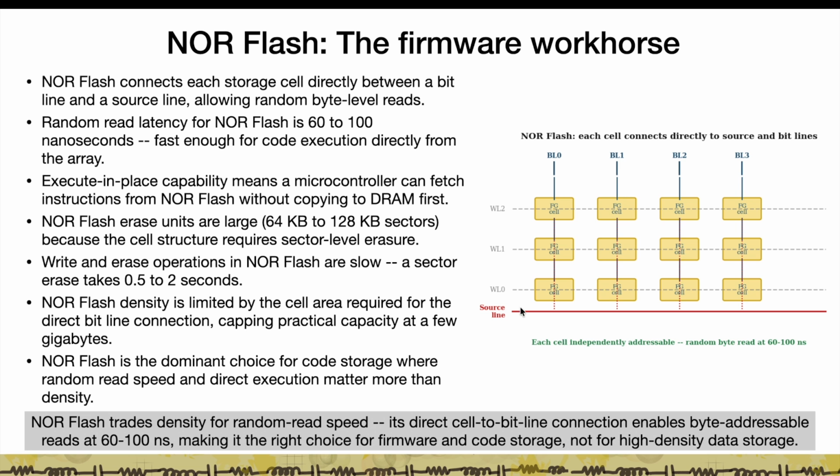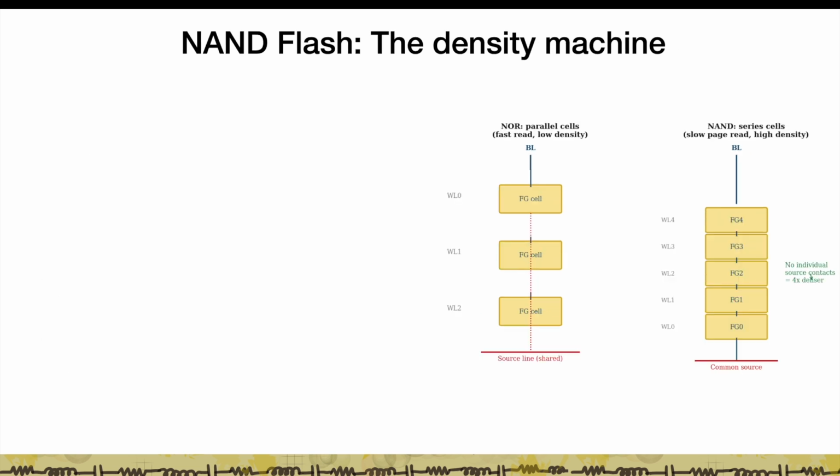The NOR flash market is mature and stable. The physics is well understood. The designs have converged, and the major suppliers serve it with incremental improvements rather than fundamental changes. It shows up in embedded systems, automotive controllers, and network equipment. Anywhere that fast random code access matters more than raw storage density.